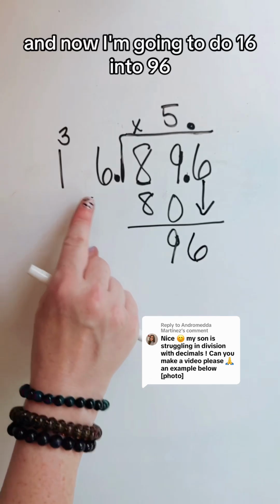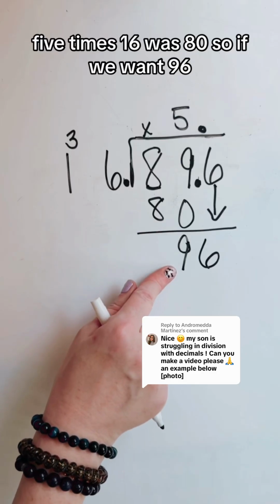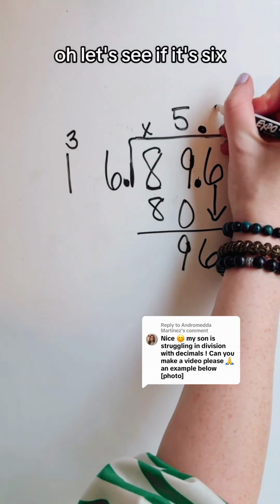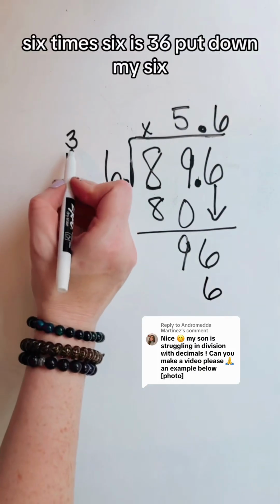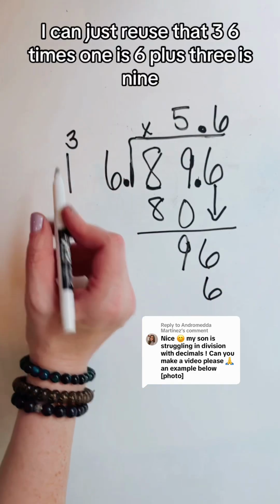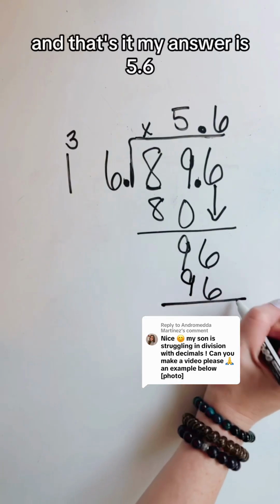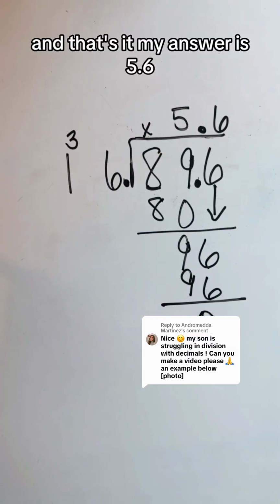And now I'm going to do 16 into 96. 5 times 16 was 80. So if we want 96, let's see if it's 6. 6 times 6 is 36. Put down my 6. I can just reuse that 3. 6 times 1 is 6 plus 3 is 9. And that's it. My answer is 5.6.